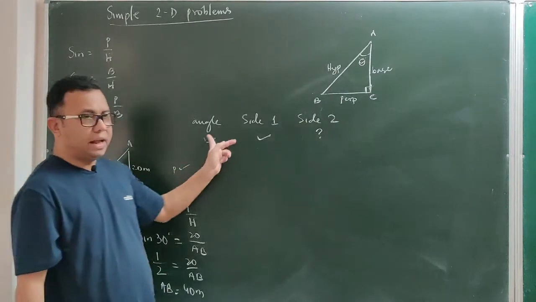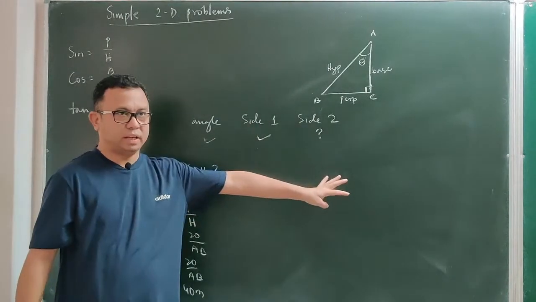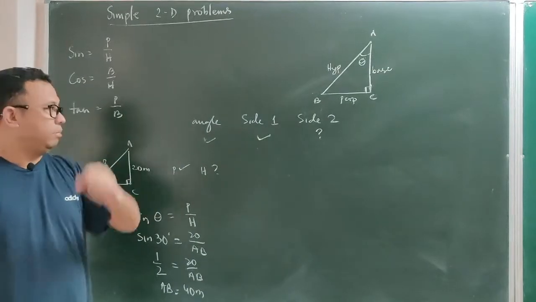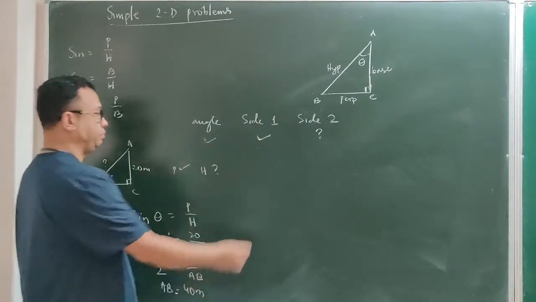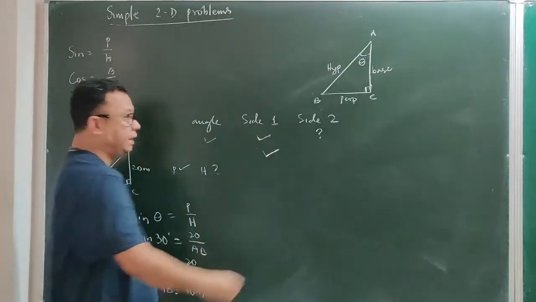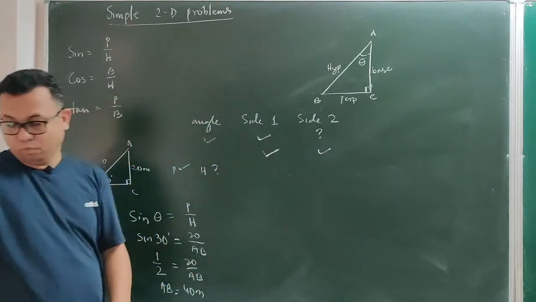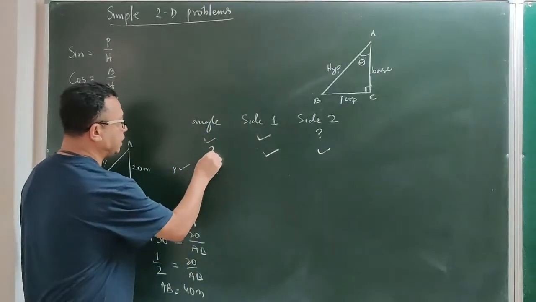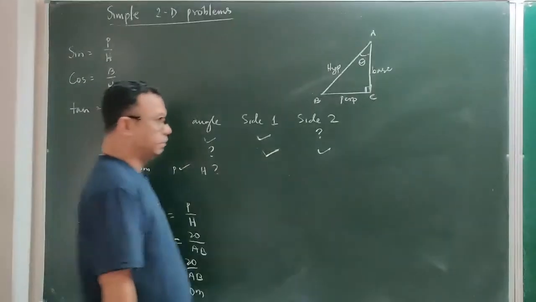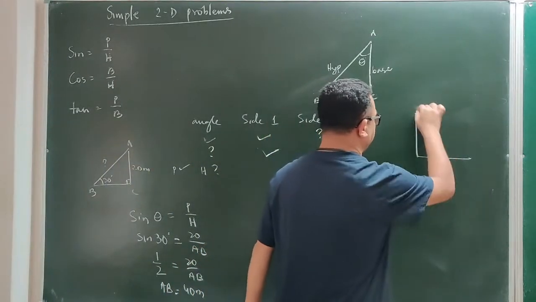So when an angle and a side are given and you are asked to find the second side, this is what you do. But sometimes you may be given the first side as well as the second side. When two sides are given, you may be asked to find the angle. Okay, let's take one example. Here let me make a diagram this way.